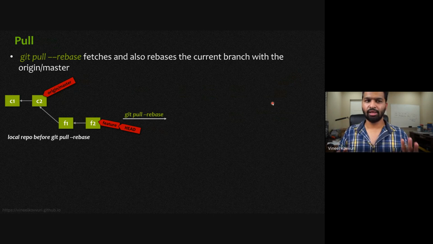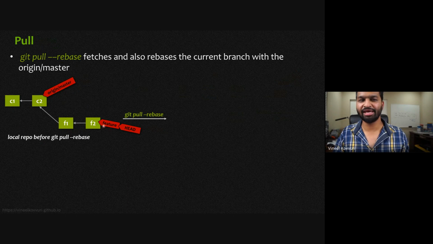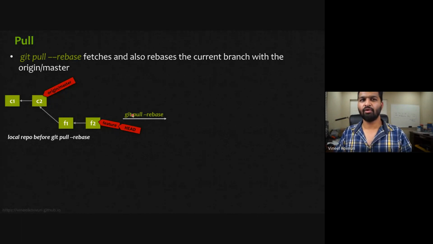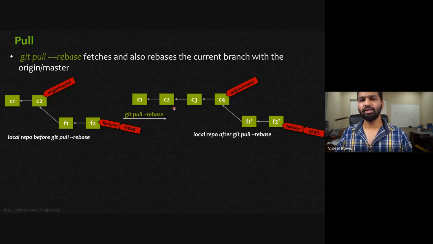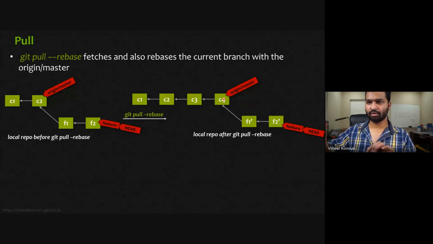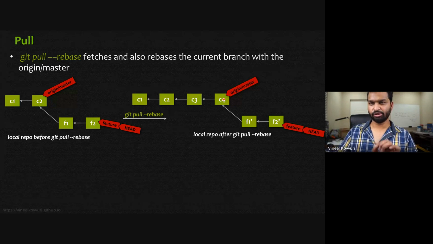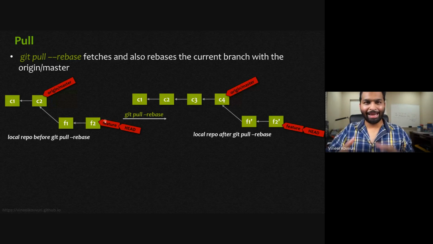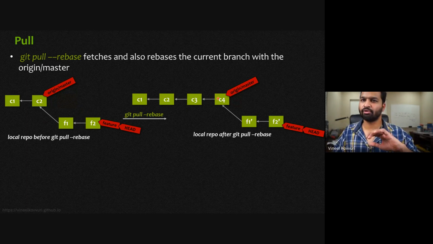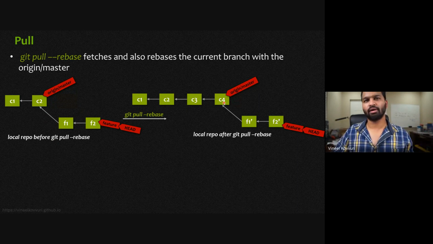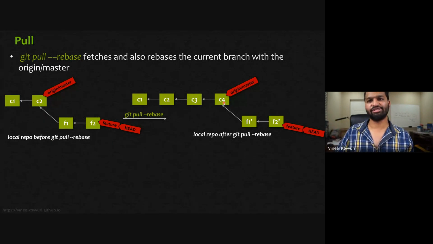Let's see what will happen. So this is what we have. On the left, we have origin, and we have the feature branch. Again, this is local, it doesn't have origin in it. You worked for the first 10 days on F1 and F2 commits, and then you did git pull --rebase. Now look at what happens on the right. It not only got C3 and C4, the changes your colleagues have pushed to the remote, but it also rebased your local changes. F1, F2 got rebased on top of C4, which means you are now on top of your colleagues' latest changes.